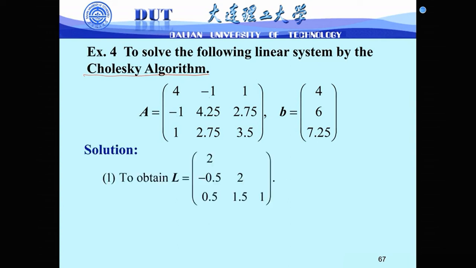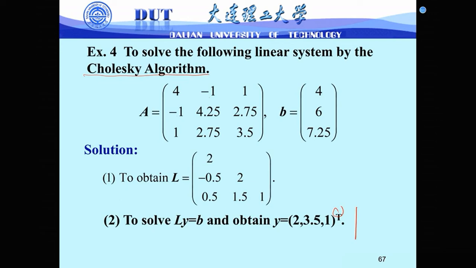Firstly, we need to obtain L, the lower triangular matrix. Now, this is the result: [2, 0, 0; -0.5, 2, 0; 0.5, 1.5, 1]. And also, we can solve the lower triangular linear system Ly equal to B. Then we will obtain y equal to [2, 3.5, 1]. T means transpose of the vector, right?